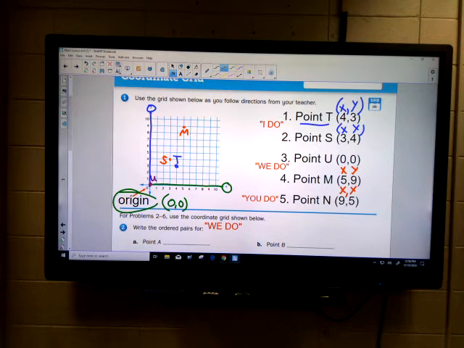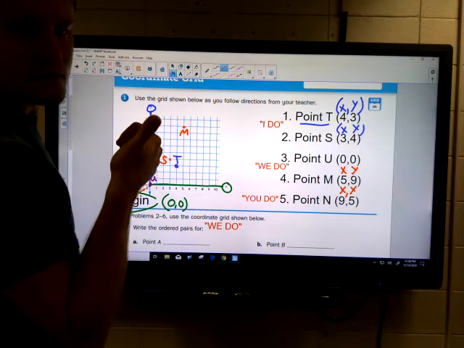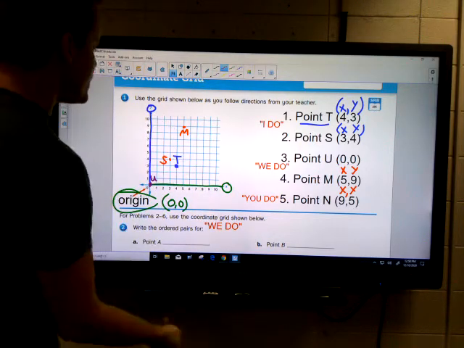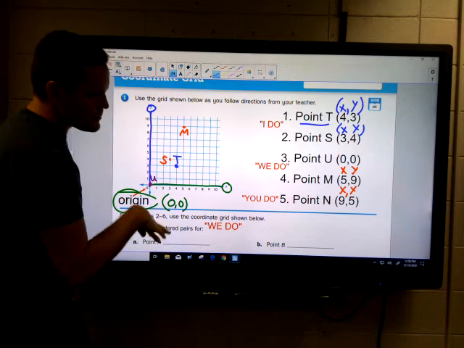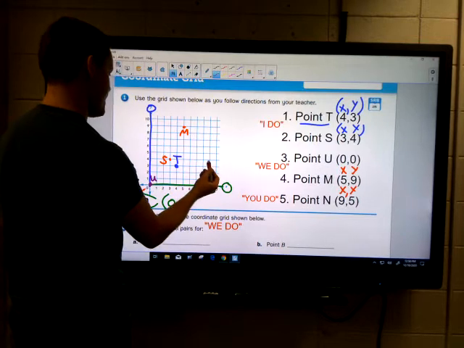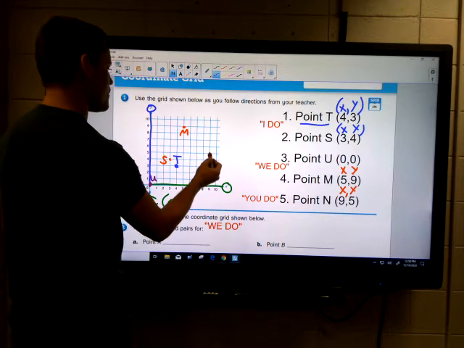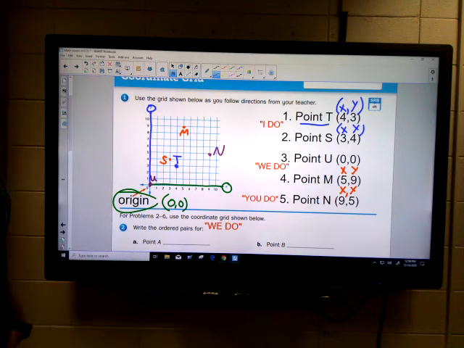Nine, 5. Give me a thumb up once you've got point N plotted. 9, 5, yes? All right, here we go. Let's check to see if you got it right. I'm going to dribble my basketball to my 9 and then shoot it to the 5. So make sure it lines up appropriately. Your point should be right there. Point N, 9, 5, yes?